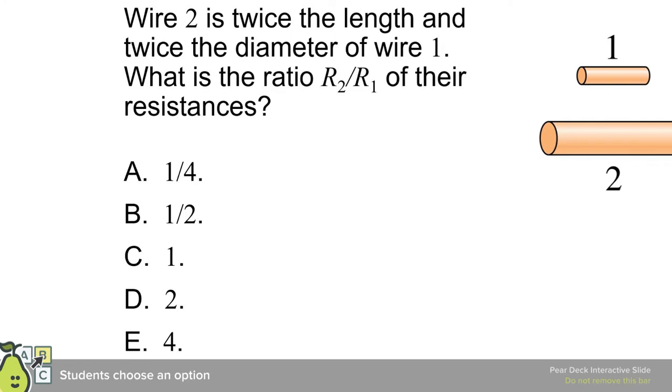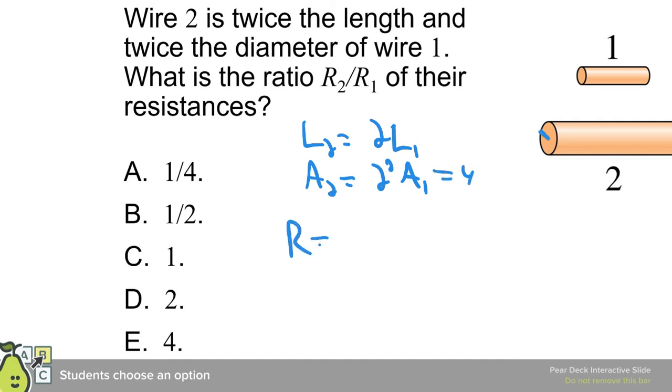Okay, wire 2 is twice the length and twice the diameter of wire 1. What is the ratio of their resistances? Well, we have that L2 is twice L1, and we have that A2 is twice squared A1, because of course it's the radius squared, or 4. So since our resistance is the resistivity that we're not changing, times the length over the area, we end up with 1/2.